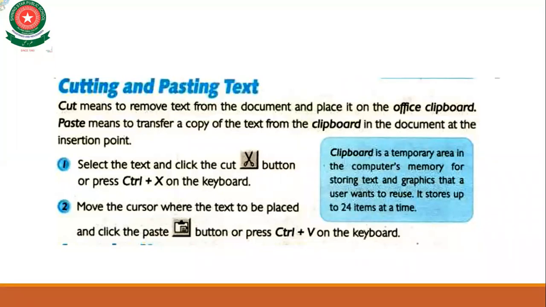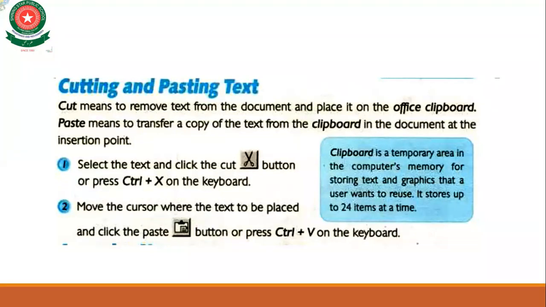Okay. So the clipboard is a temporary area in the computer's memory for storing text and graphics that a user wants to reuse. It stores up to 24 items at a time. So, how many items can the clipboard save at a time? 24 items, including text and graphics. And it is a temporary area, not a permanent area.